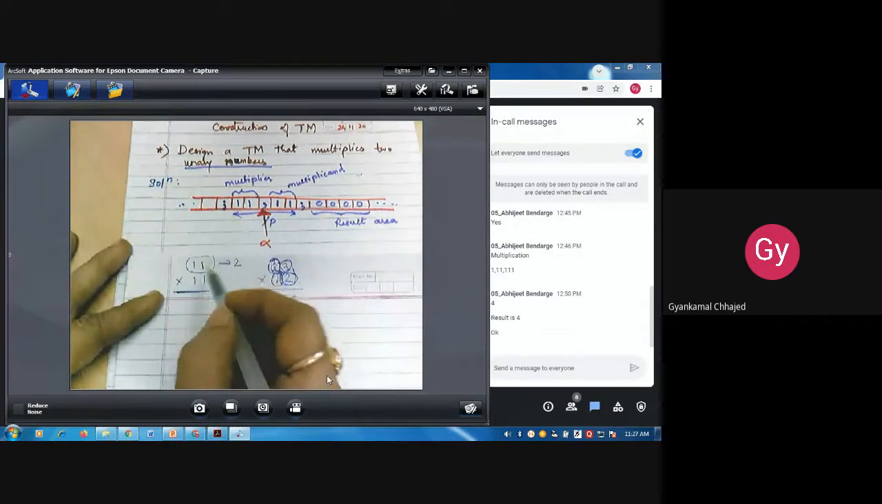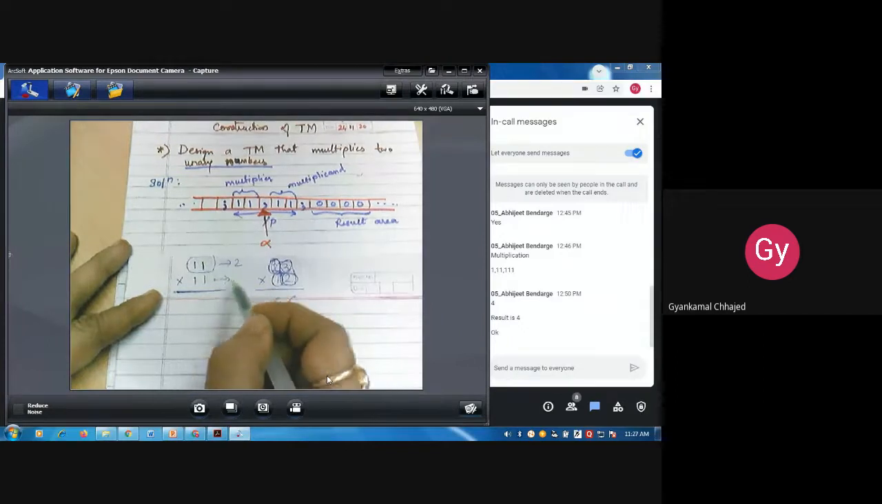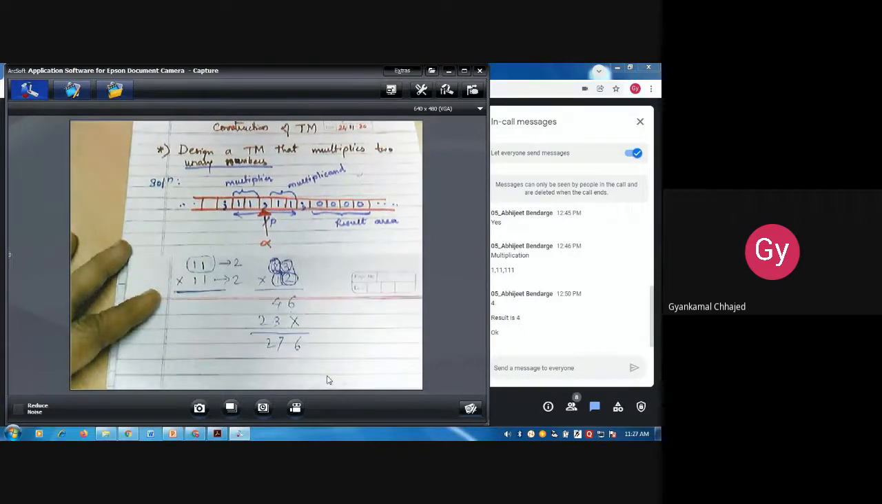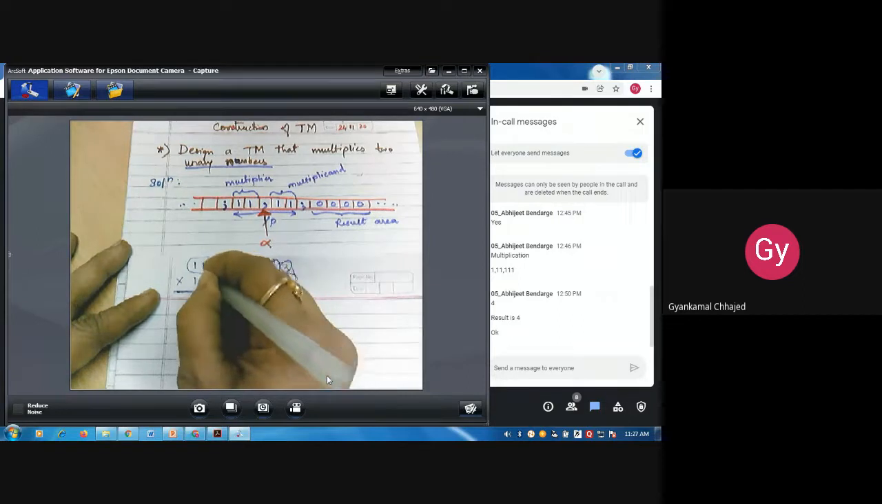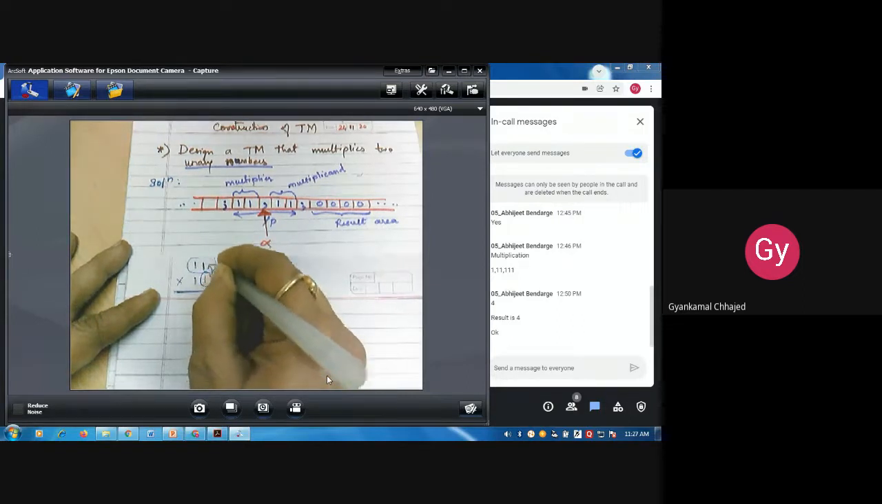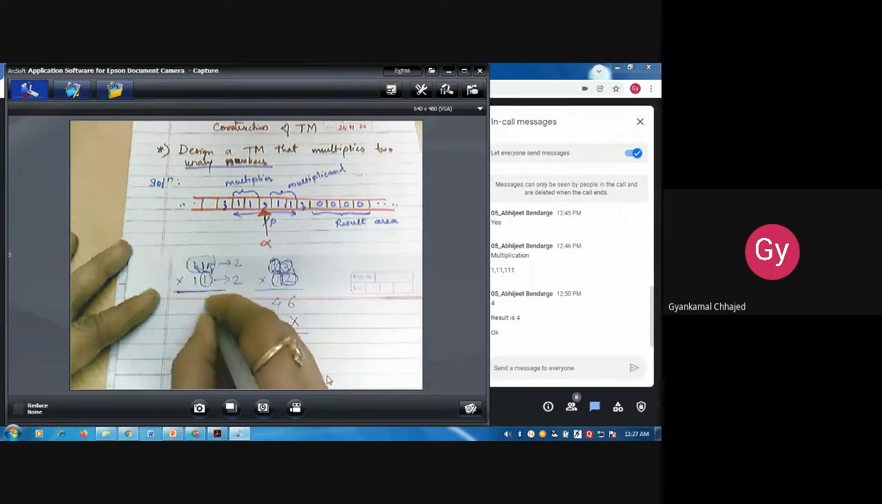So here, this is 2. This is also 2, right? So here 1 will be multiplied by this as well as this. This is going to give you the result as 1 1. Similarly, this 1 is going to multiply these two numbers. Okay. So this will also give you the result as 1 1.